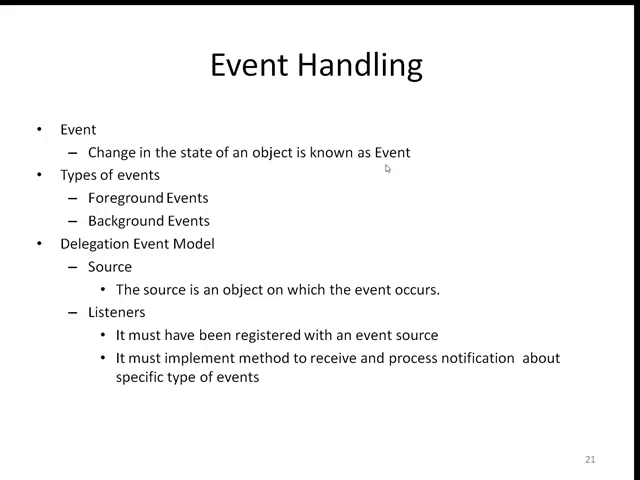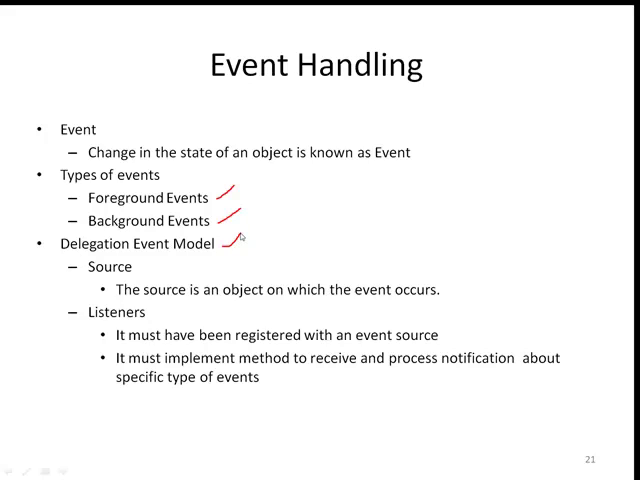These generate events. The events can be broadly classified into two categories. First one is foreground events. These events require direct interaction of the user, like clicking on a button, moving the mouse, entering a character through a keyboard, selecting an item from a list, scrolling the page, etc. Coming to the second one, background events. These events require the interaction of the end user, for example, operating system interrupts, hardware or software failures, etc. Now the next point is the delegation event model.